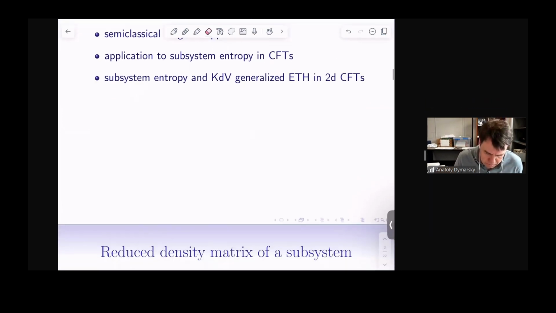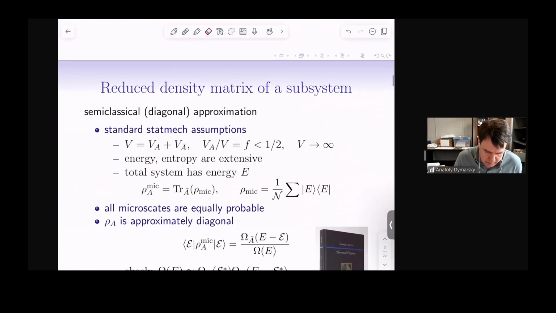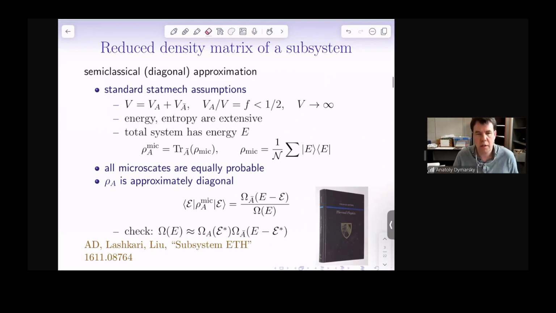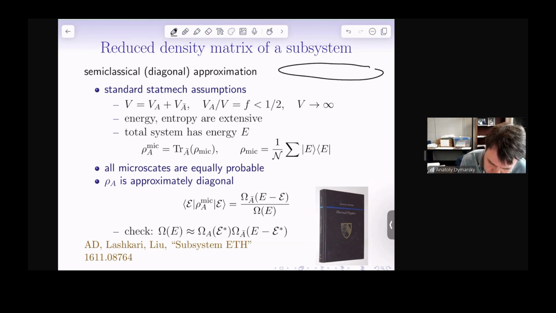Okay, so first, the diagonal approximation. What is that? We will start with some standard statistical mechanical setup, something like in this favorite book of mine, the Thermal Physics textbook by Kittel, and we will consider a system which is split into two parts. So this is some spin chain, if you wish, or another physical system, a reservoir with gas, and we split it into two parts, A and A bar.